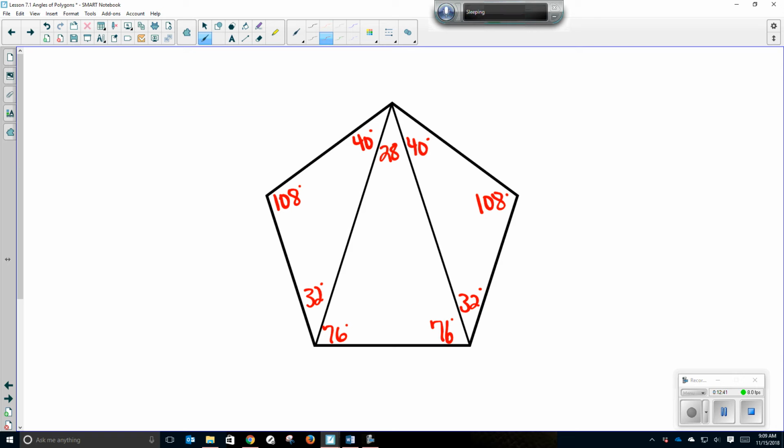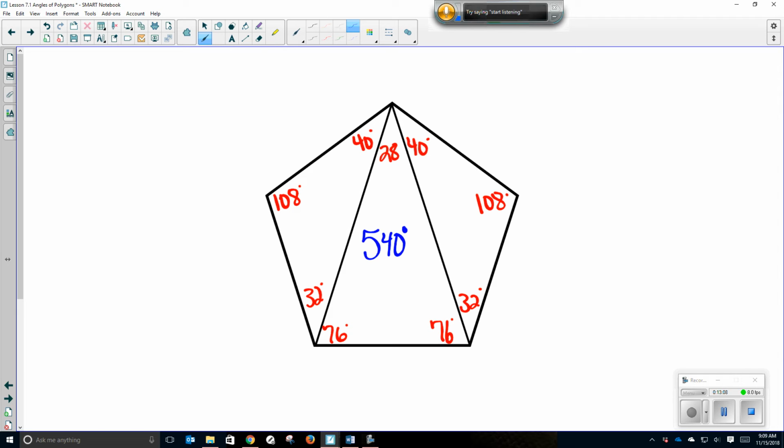That works. Okay. So if you were to add the three here together, they add up to 180. If you add the three here together, they add up to 180. Three here add up to 180. And if you take all of them and add them together, they add up to 540 degrees, which is the sum of the interior angles of a pentagon.